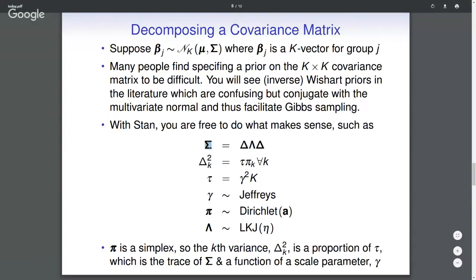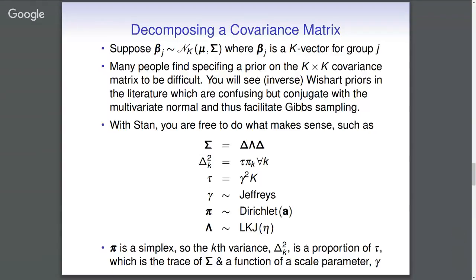Okay, so we've broken sigma down into delta, lambda, and delta. And so things have gotten a little bit simpler. And if breaking things into simpler parts tends to make things easier, let's not stop there. Let's decompose again. The squared elements of delta, which are the variances that we're trying to estimate here, let's decompose into tau times pi k. In this decomposition, tau would be considered the trace of the matrix. The trace of the matrix is the sum of its diagonal elements.